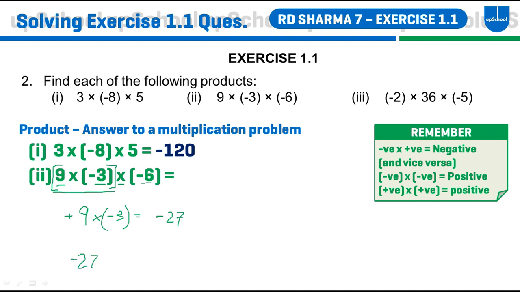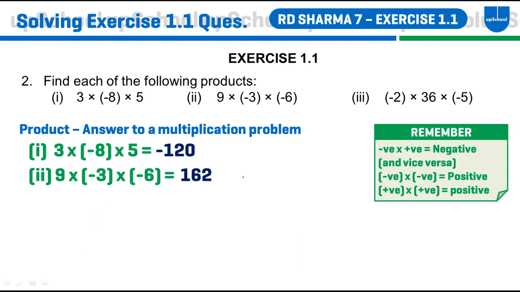Now let's do negative 27 times negative 6. We're multiplying a negative integer by a negative integer, and as we learned, the answer is going to be positive. So now let's do 27 times 6 without worrying about the signs. 6 times 7 is 42. Carry the 4. 6 times 2 is 12, plus 4 is 16. Our answer is 162. So it's actually positive 162. So yes, that is the solution.